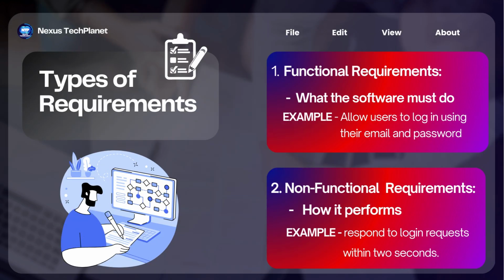Requirements come in two types. Functional requirements: what the program must do, like, let users log in. Non-functional requirements: how it should work, like, load the login page in 2 seconds. Functional requirements are must-haves, non-functional are about quality.